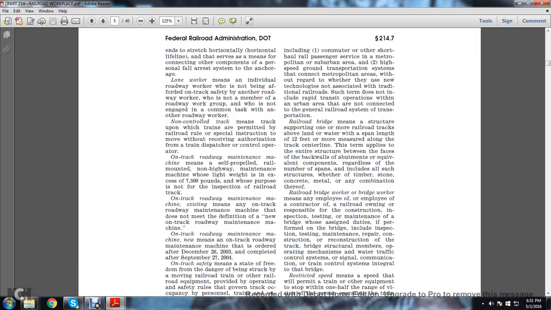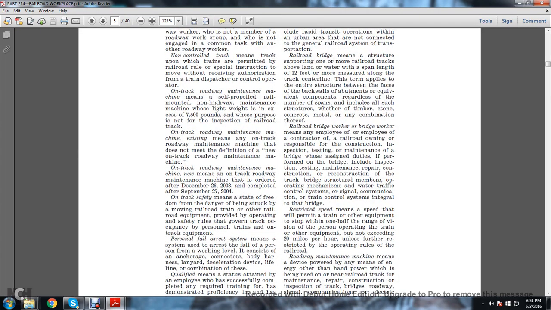On-track roadway maintenance machine means a self-propelled railroad-mounted or highway maintenance machine whose weight is in excess of 7,500 pounds and whose purpose is not the inspection of railroad track. On-track roadway maintenance machine, existing, means an on-track roadway maintenance machine that does not meet the definition of new.